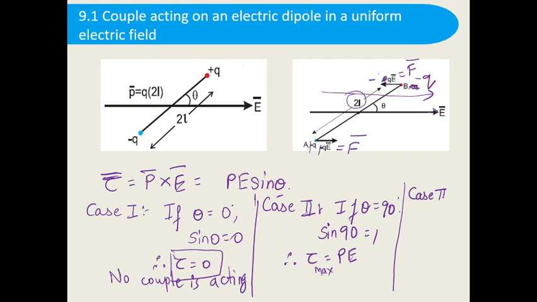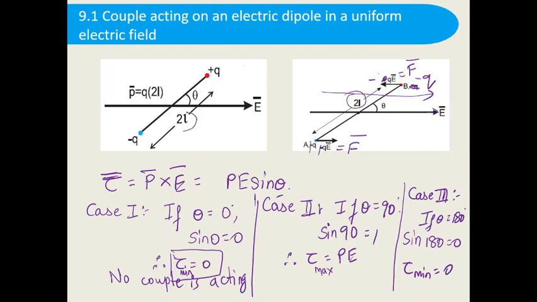Case 3 is if theta is equal to 180 degrees. For 180 degrees the value of sin 180 is 0, so again the torque will be the minimum, which is 0. Torque minimum is obtained at theta equal to 0 degree and also at theta equal to 180 degrees, while maximum torque is obtained at theta equal to 90 degrees. If 2L is parallel to E bar, then it will be 0 degree. If it is anti-parallel, then it will be 180 degrees.